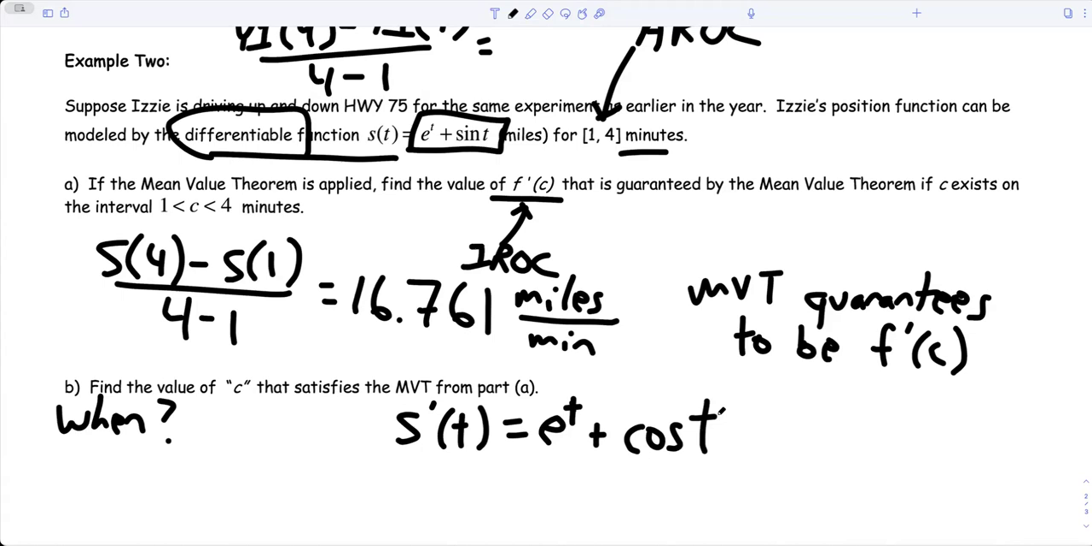And so now I'm going to set 16.761 equal to e to the t plus cosine of t. And what? And solve for t. How do you do that?